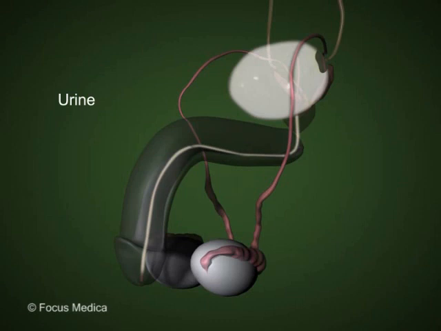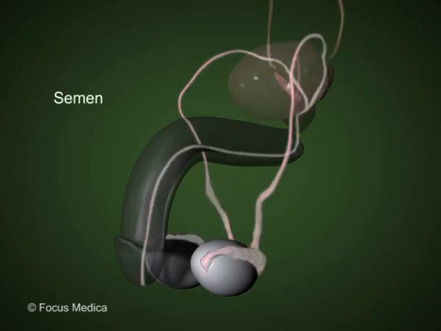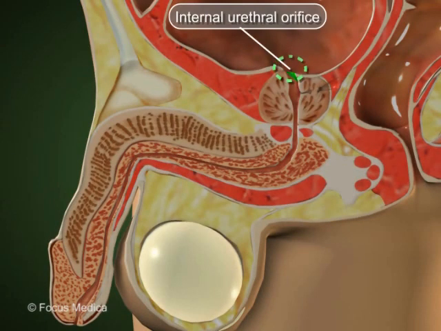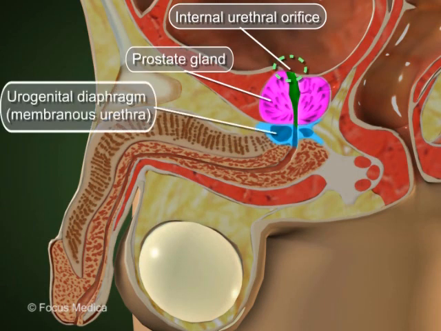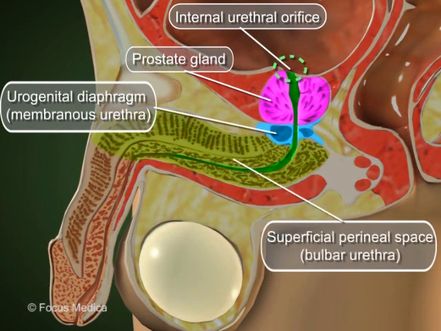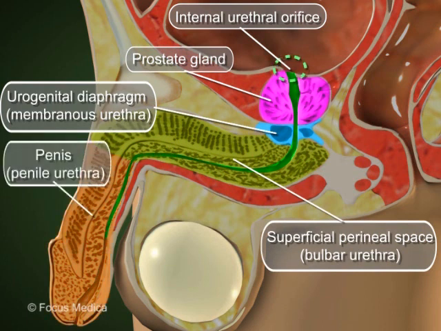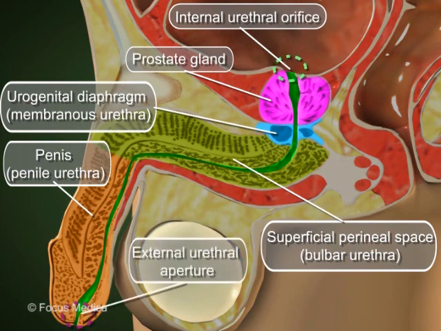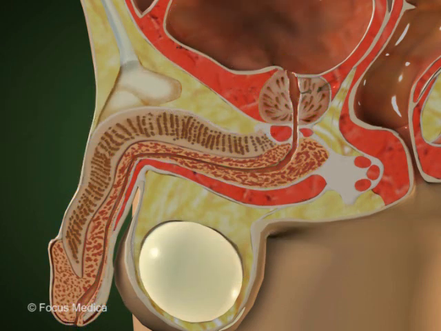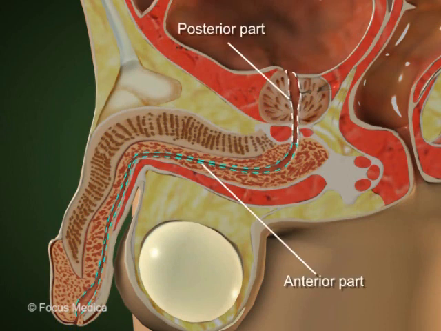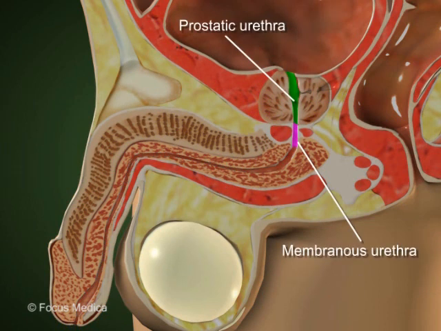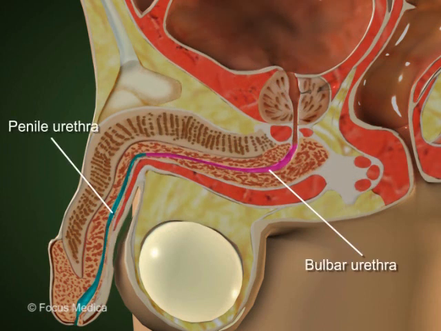The male urethra is a conducting duct of urine and semen. It begins at the internal urethral orifice, then courses successively through the prostate gland, prostatic urethra, urogenital diaphragm, membranous urethra, superficial perineal space, bulbar urethra, and the penis, penile urethra. It ends at the tip of the penis at the external urethral aperture. It is divided into anterior and posterior parts. The prostatic and the membranous urethra together form the posterior part. The bulbar and penile urethra form the anterior part.